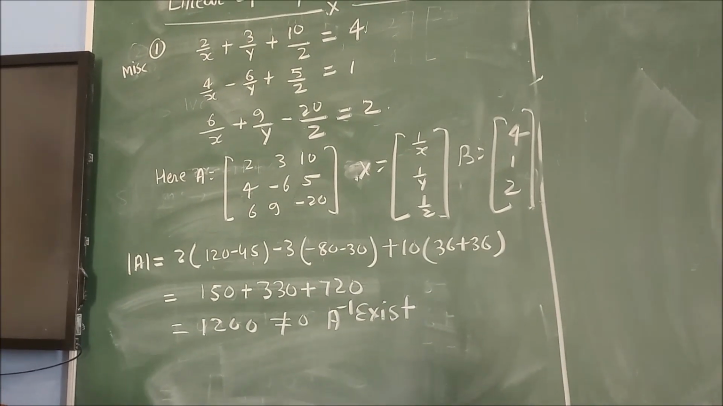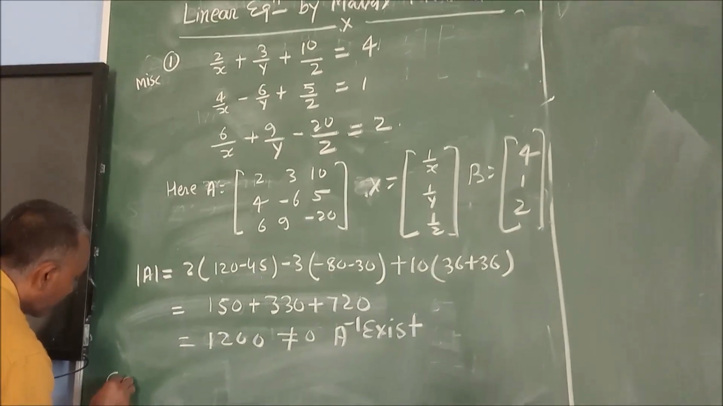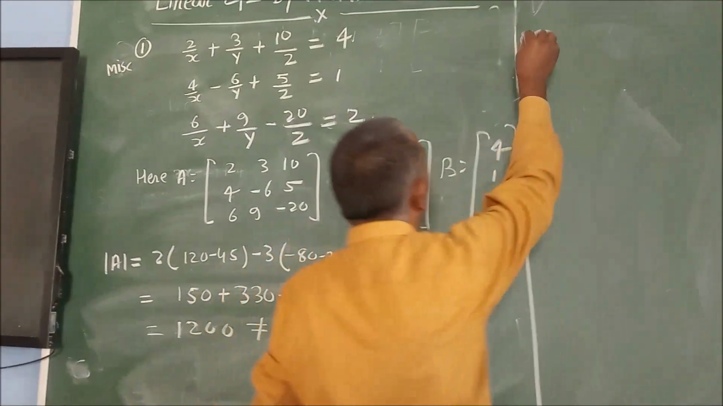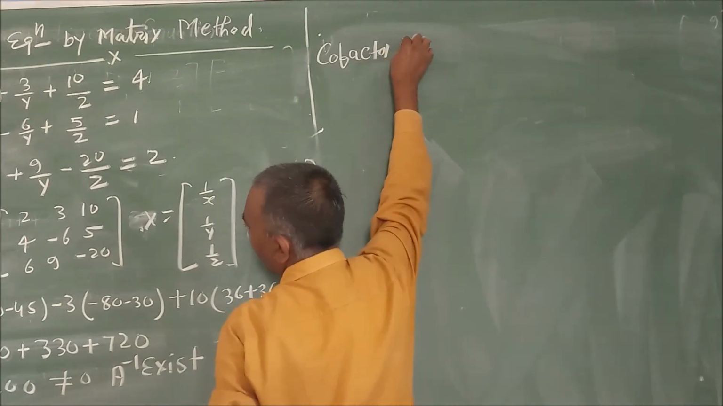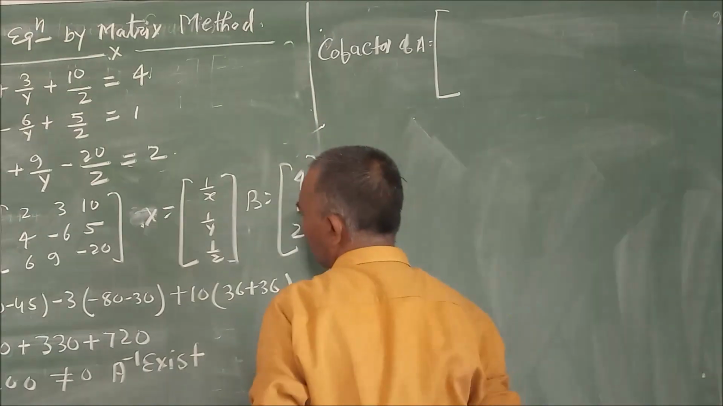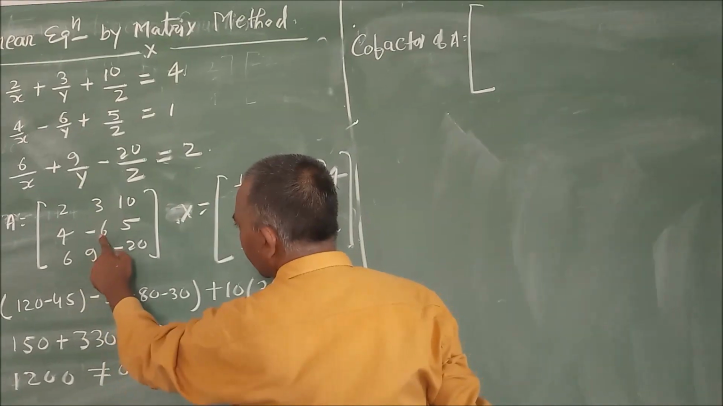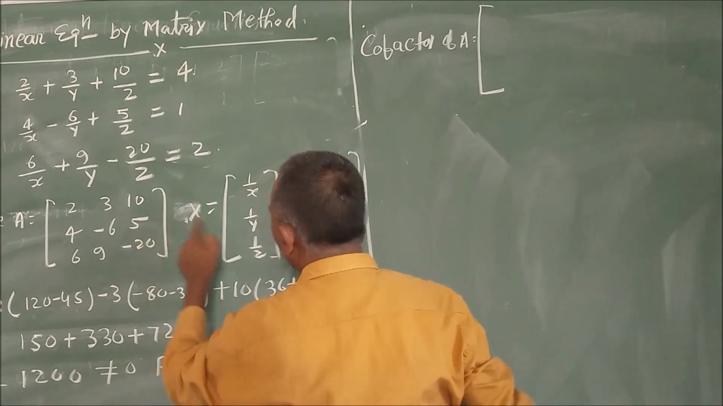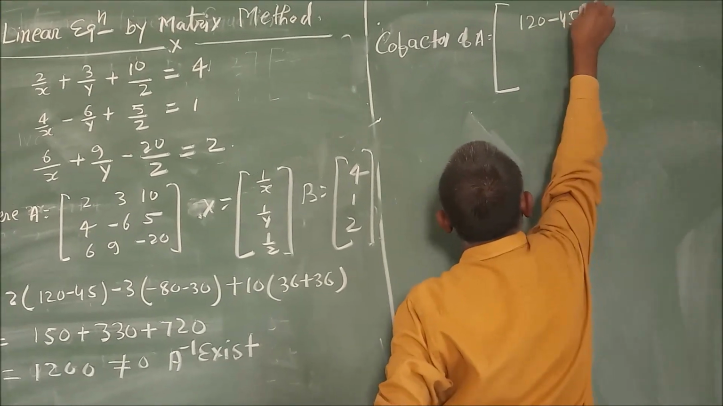After getting the value of A inverse, then we have to find cofactor of A. Right here, cofactor of A. Cofactor of A is equal to, what is the cofactor of A? See here, I am doing directly. So first you write 6 into minus and 9 into 5. So you may write 120 minus 45.